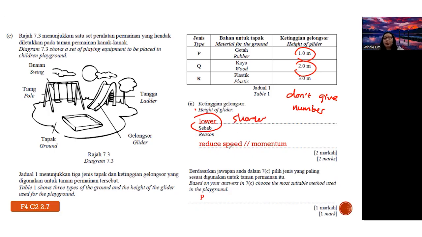The reason, like I explained, is you reduce speed or velocity, or momentum. Because when the height is shorter, when you glide down, the speed is slower. And therefore, your choice is P. Same thing, you are not allowed to give numbers. A lot of the time, the slight mistake made by some students is they write P for part 1 because they think they want to choose P already. Like this one, you write P, no. Don't give the number, don't give P. This is the way you answer this type of question.